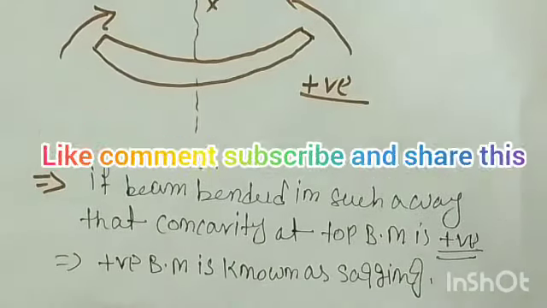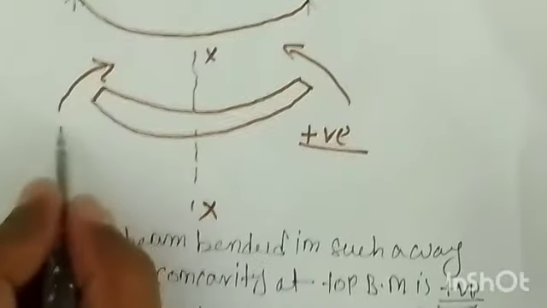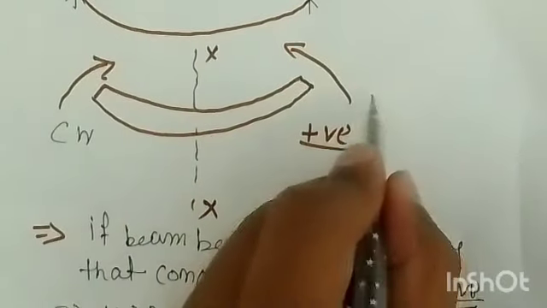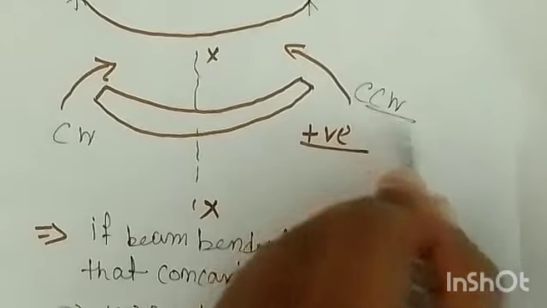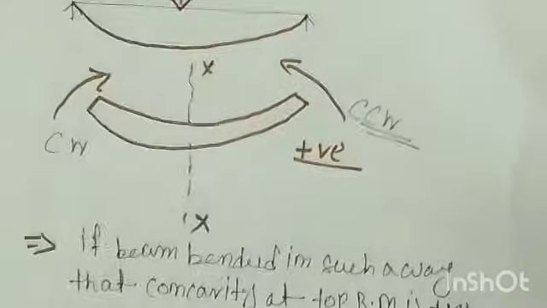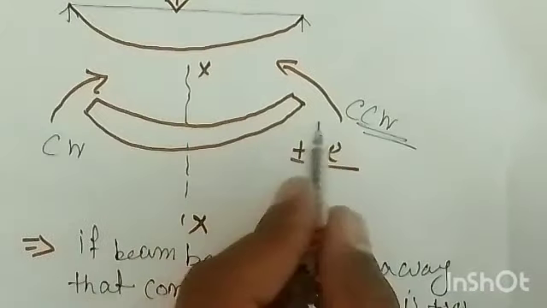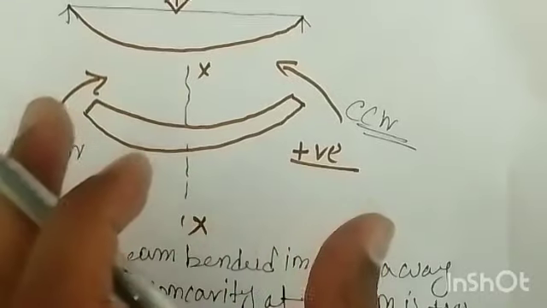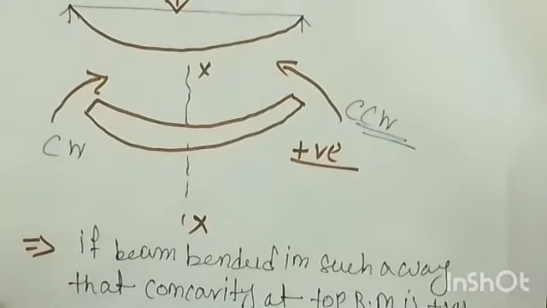Again, if from the left hand side it is clockwise, and from the right hand side it is counterclockwise, the bending moment will be positive. Another way you can say it, whenever the beam is smiling, you can see the smiling face of the beam, right? Whenever the beam is smiling, it means the moment will be positive.